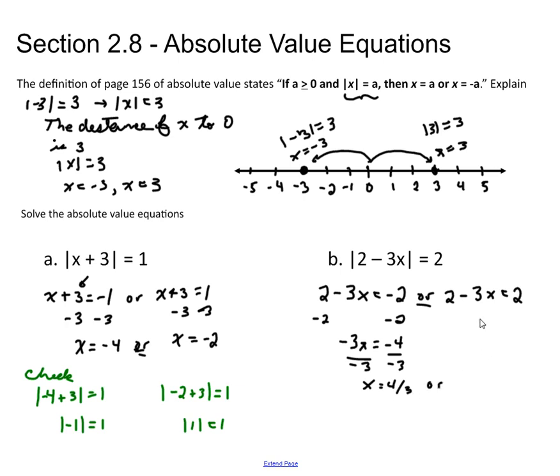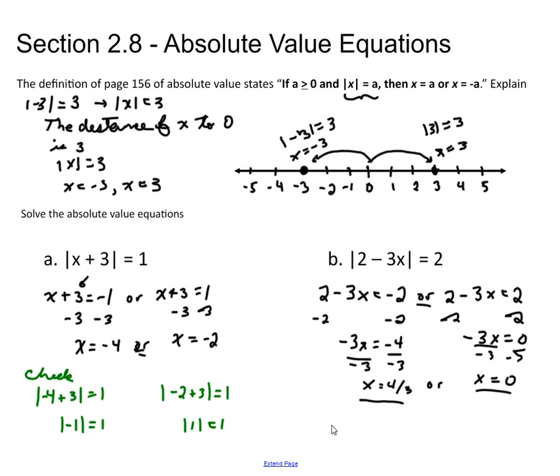Or, let's try it the other way around. Let's subtract 2 from each side of this equation to isolate our x term. Negative 3x is equal to 0. Then we divide both sides by negative 3, and we get x is equal to 0. So in fact, we've got two solutions again, x equals 4/3 or x equals 0. And you should check by substitution that this is true.